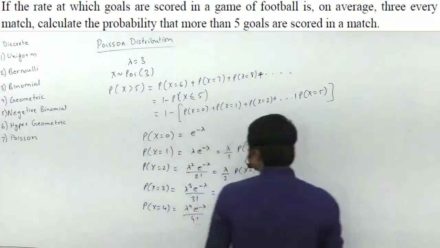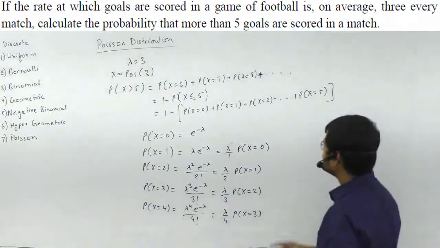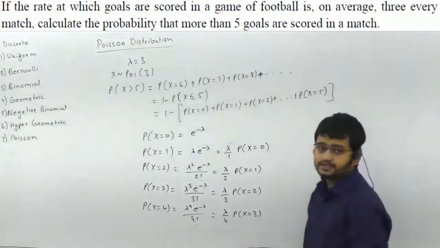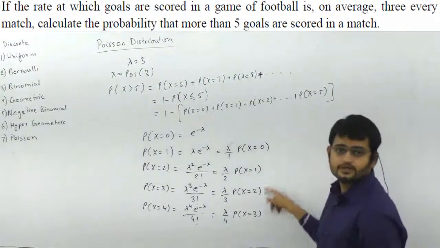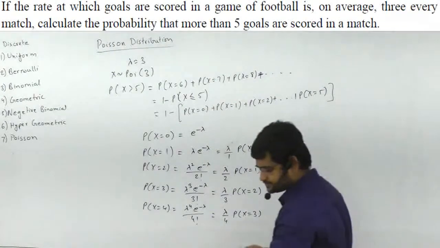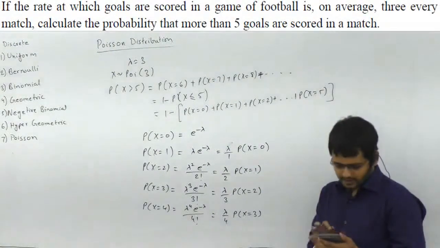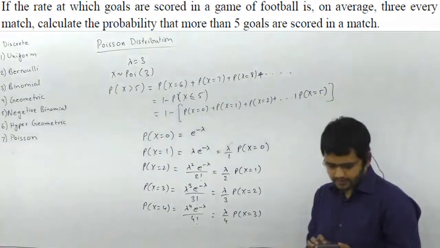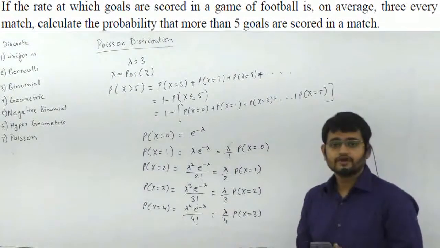So we can use the previous probabilities to find the next probability. Whenever we have to find multiple consecutive probabilities, we can use this particular method to find these probabilities of Poisson distribution. Now in our calculator, we have a good method that we can use to find these probabilities very easily.